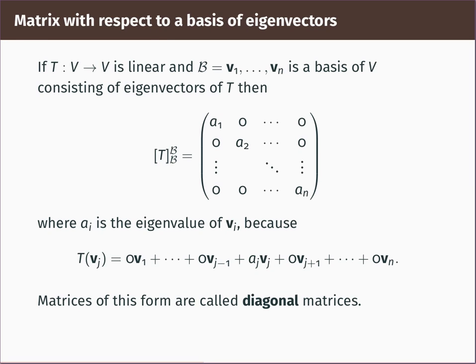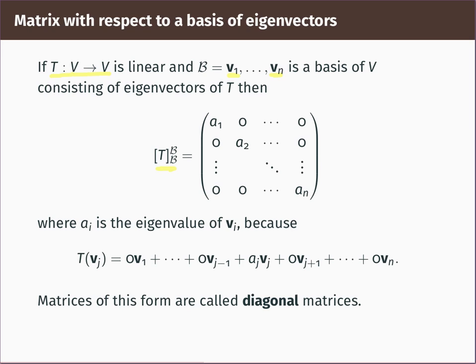Let's look at what happens if you take the matrix for a linear map with respect to a basis consisting of eigenvectors for that linear map. So we'll have T from a vector space V to a vector space V being a linear map, and B equal to V1 up to Vn, a basis of V which consists of eigenvectors of T. And let's say that the eigenvalue of Vi is the scalar Ai. Well, in that case, the matrix of T with respect to initial basis B and final basis B takes this form. So that's what's called a diagonal matrix.